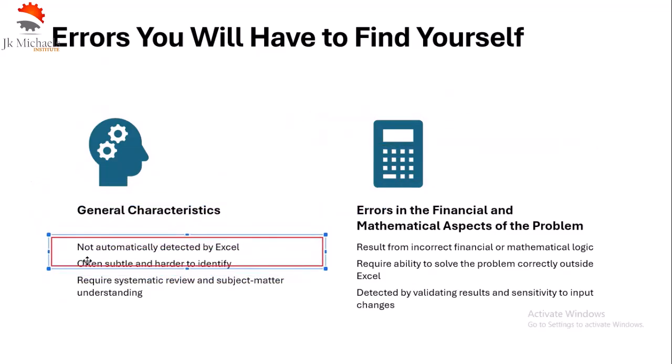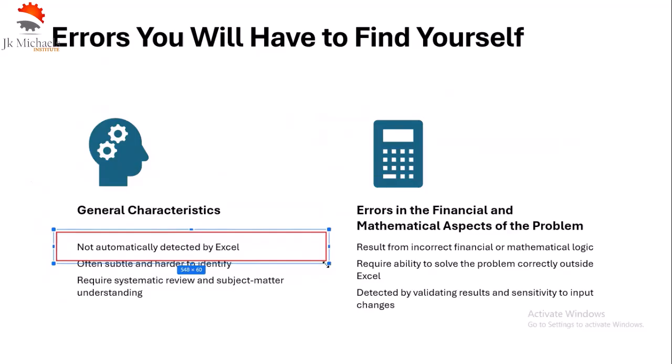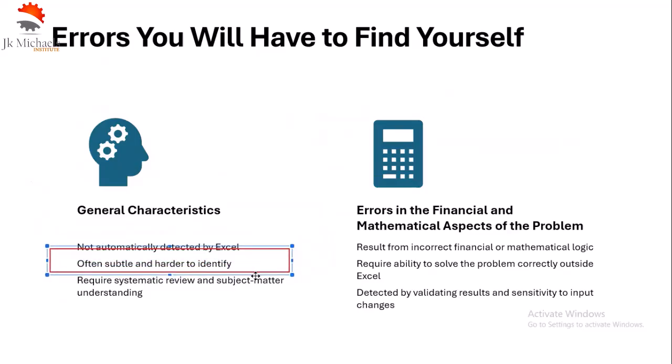The general characteristic is that they would not be detected by Excel automatically, are often subtle and harder to identify, and require what? A systematic review and understanding of what you're using the model for. So if you don't have what you call subject matter expertise with respect to the model you're building, it's very easy for these errors to escape, right? So let's look at some of them.